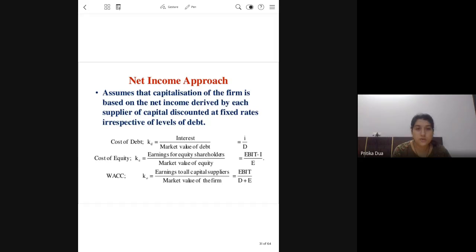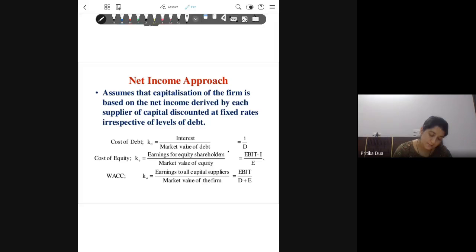Okay. So this is the next point that needs consideration under the net income approach. How do you calculate the cost of debt? You have already done the cost of debt anyway. It is interest upon the market value of debt. Cost of equity under the NI approach is net income. Net income is your profit before taxes.